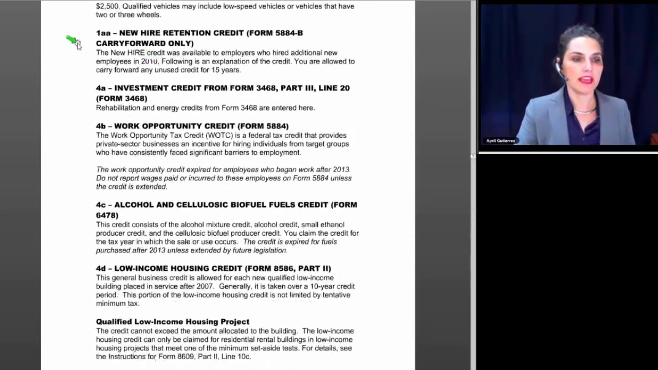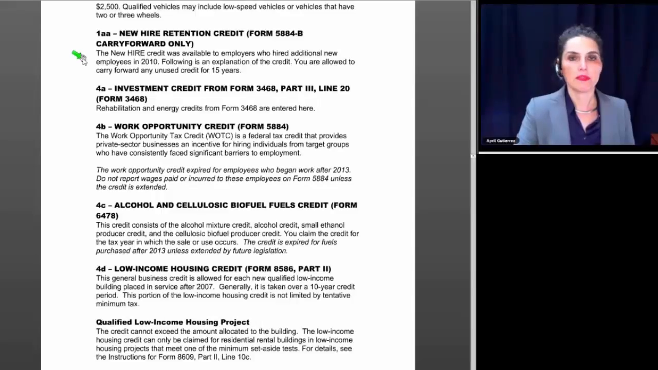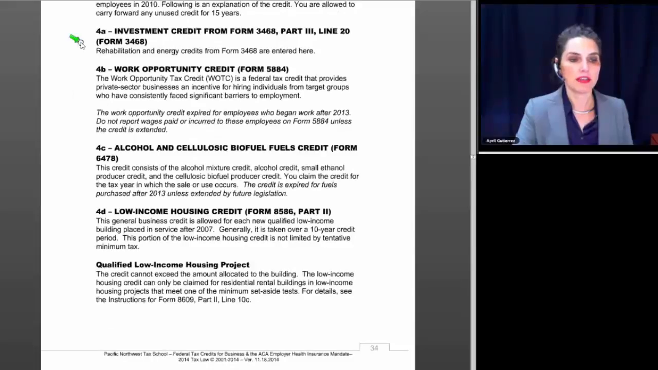Line 1AA is the new hire retention credit. That particular credit was available to new hires that were made in the year 2010 at basically the height of the recession, when unemployment was very high. It's eligible for carry forward of up to 15 years, so you may still see it being claimed by some employers, but only as a carry forward. We then have the investment credit. The rehabilitation and energy credits are claimed under the investment credit rules, Form 3468.